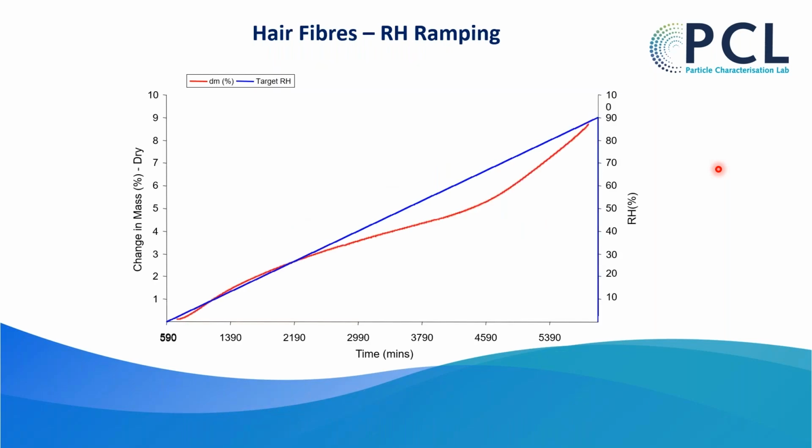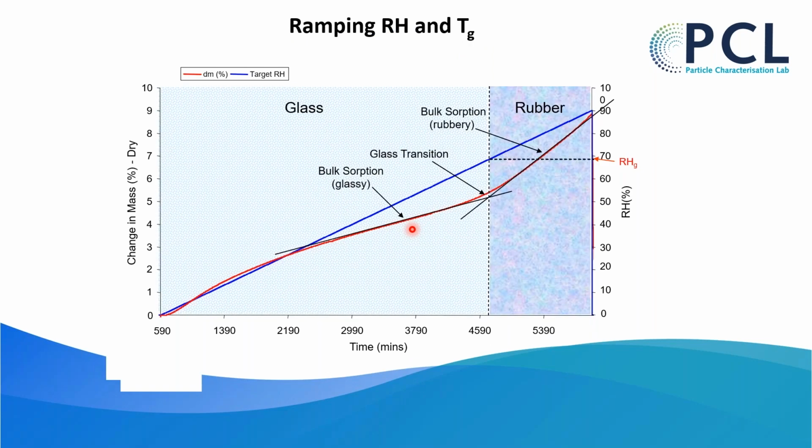We've done other materials. So here's a complex material. This is hair. Again, the ramp is shown here in blue, and you can see the mass change. You can see an inflection point in here, which we're going to construct. Again, same idea. We can construct this point here and determine the RHG, which is about 70% for hair. This is the amorphous domains in human hair.